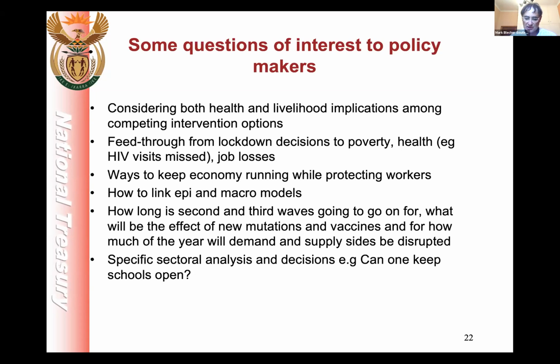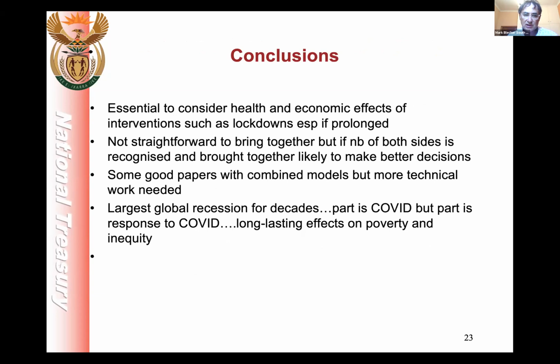And then the last slide, I think that's just the conclusion. It seems essential to consider the health and economic effects of interventions, especially if they're prolonged. These models are not straightforward, but it is important to bring them together methodologically, but also the important perspectives of both sides are brought together to make better decisions. There are some good papers with combined models, but we need more technical work. We're heading into the largest global recession for decades. Part of this is COVID linked, but part of it is the response to COVID, and this will have long-lasting effects on poverty and inequity. Thank you, Anna.